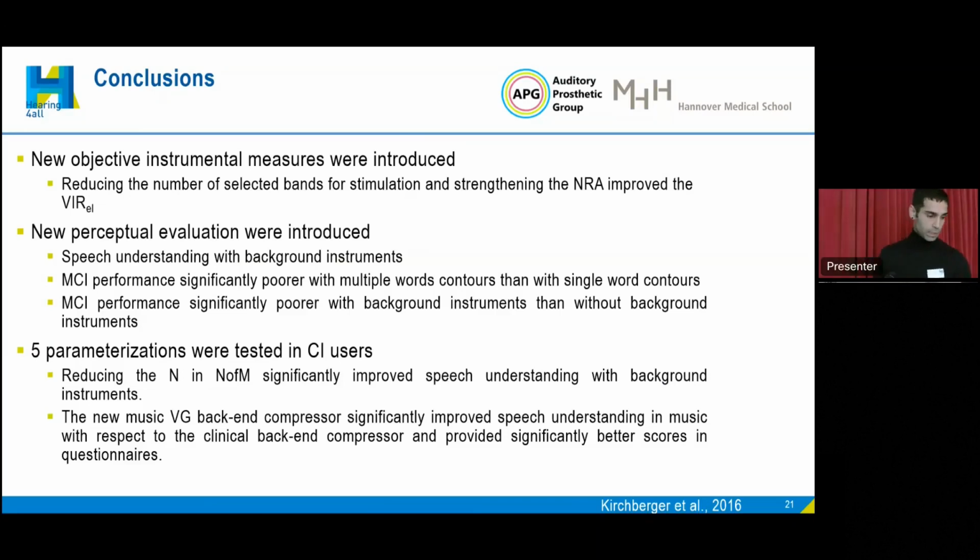Another point that is not mentioned here is that reducing the number of semitones from 4 to 2 semitones between the notes also significantly worsened the MCI performance of the CI users. And finally, we defined 5 parameterizations. We tested them in CI users, and we observed that reducing the number of selected bands from 8 to 6 statistically improved speech perception in background instruments. And we observed that the new Music Voice Guard also improved speech understanding in music, and there are the questionnaires provided by CI users.